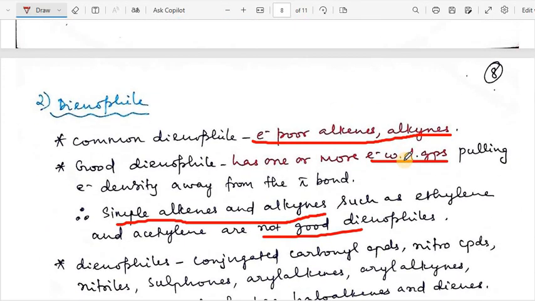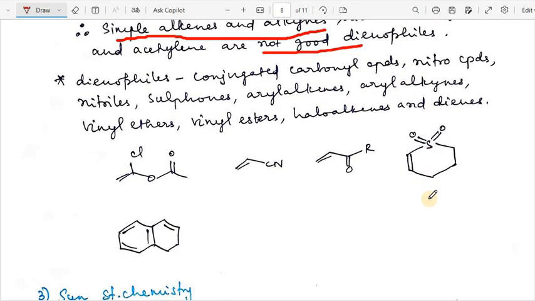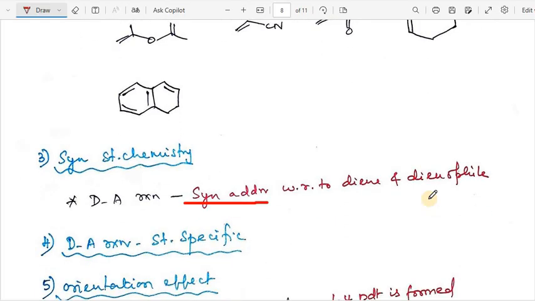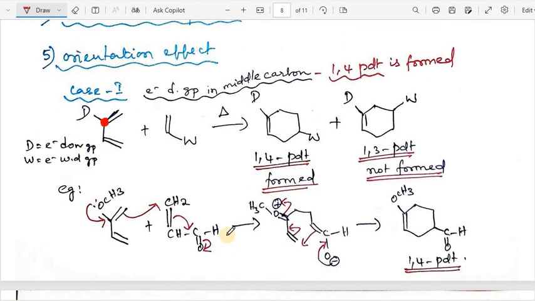Coming to the dienophile, simple alkenes or alkynes cannot act as good dienophiles, but if they have one or more electron withdrawing groups, then the reactivity increases. Dienophiles conjugated with electron withdrawing groups act as good dienophiles. Coming to stereochemistry, Diels-Alder reactions are syn additions and are stereospecific; we have already seen some examples. Orientation effect is a more important factor in the Diels-Alder reaction. Let us see some cases regarding orientation effect.